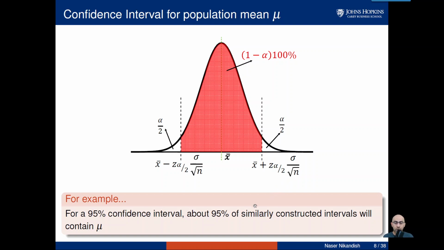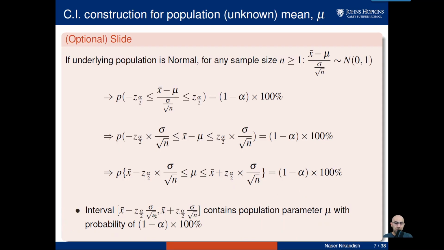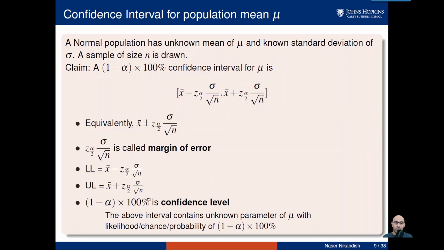For example, for 95%, let's build a confidence interval. Well, for 95%, 1 minus alpha is 95%. So your alpha is 5%. Alpha over 2 is 0.025. So all you need to do is just plug in z of alpha over 2 right here. You have a value of sigma, you have a value of n, you have a value of x bar, done. You have the confidence interval, all right?